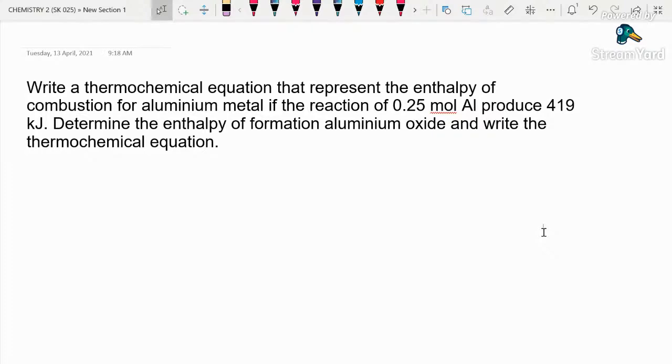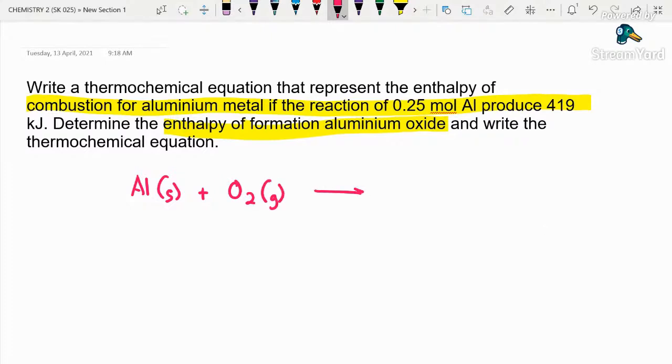Now ada dua perkara kat dalam soalan ni. Firstly, dia bagi sedikit info untuk enthalpy of combustion aluminium. But then dia suruh cari enthalpy of formation aluminium oxide. So what is the relation between these two? So dia bagi combustion aluminium, kita buat dulu equation untuk combustion aluminium. Aluminium solid combusted in excess oxygen will produce aluminium oxide.